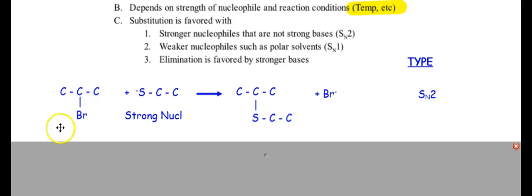So notice here I have a secondary substrate, and I have a strong nucleophile that isn't really known as a base. With the sulfur here instead of an oxygen, it's not really a true base, but it is a strong nucleophile because of the negative. All right, so then it is a pure substitution, SN2.